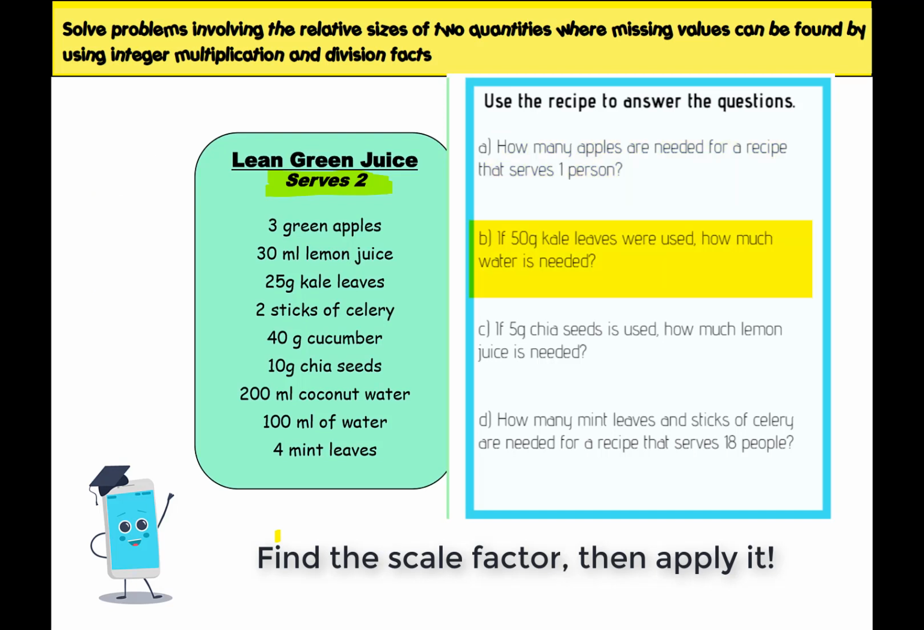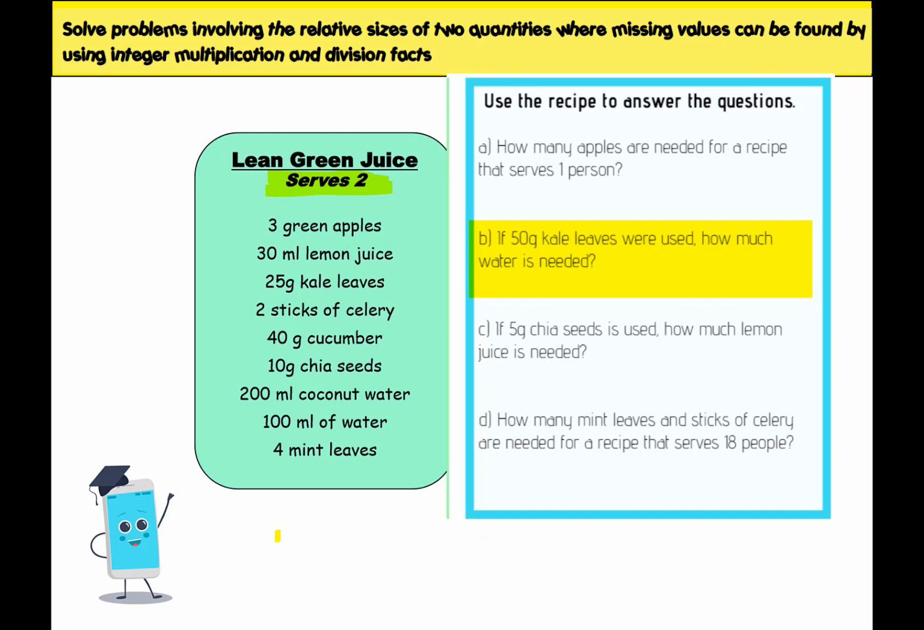If 50 grams of kale leaves were used, how much water is needed? Okay, if 50 grams of kale leaves was used, how much water is needed? Well, let's take the information we've got. So I'm going to write kale. I'm going to put my dots in between now, kale to water, because I know that when I have 25 grams of kale, I have 100 millilitres of water. So my kale ratio using this recipe is 25 grams of kale to 100 millilitres of water.